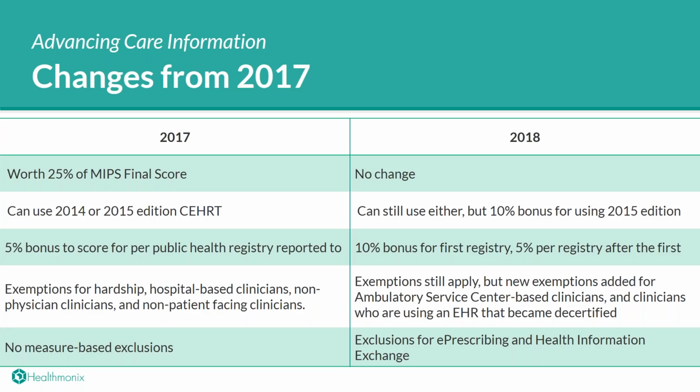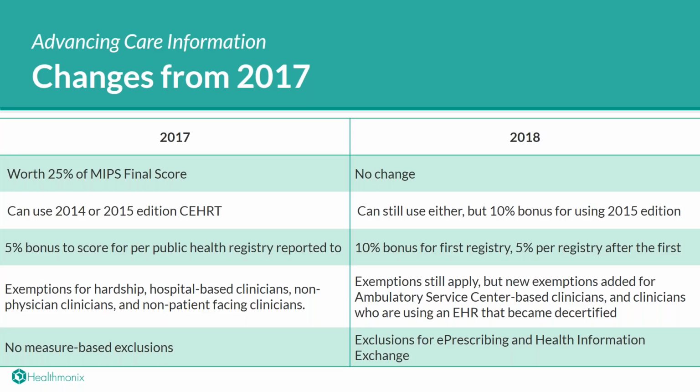In 2017, for ACI, hardships existed for hospital-based clinicians, non-physician clinicians, and non-patient-facing clinicians. Those still each exist, but in addition to that, CMS has added an exemption for clinicians in an ambulatory service center. So that group can now also receive a reweight for ACI. Also, clinicians who are using an EHR that becomes decertified or has become decertified can also get the reweight for ACI.